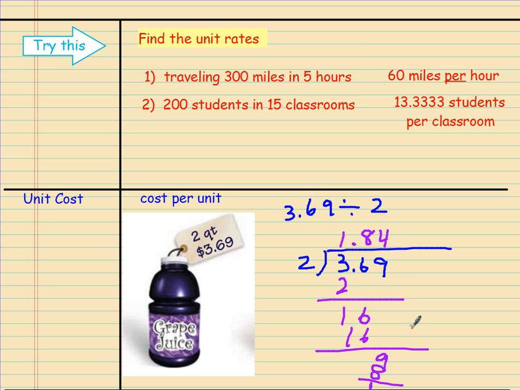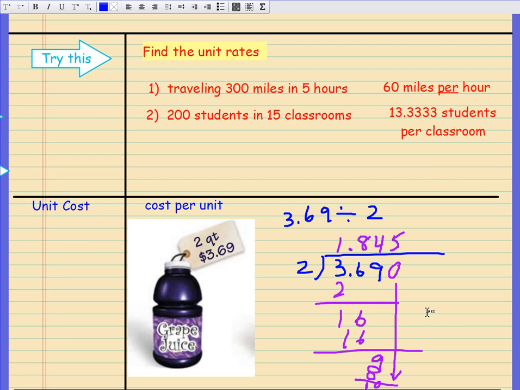And there's no more numbers to bring down. So this is basically a remainder, but I'm going to bring down another 0. 2 goes into 10 5 times. Now this is a fraction of a cent. This is $1.84, but just a little bit more, but not quite $1.85. I'm going to estimate here $1.84 or 85 per quart of delicious grape juice. And this is our answer. We're looking for the unit cost.